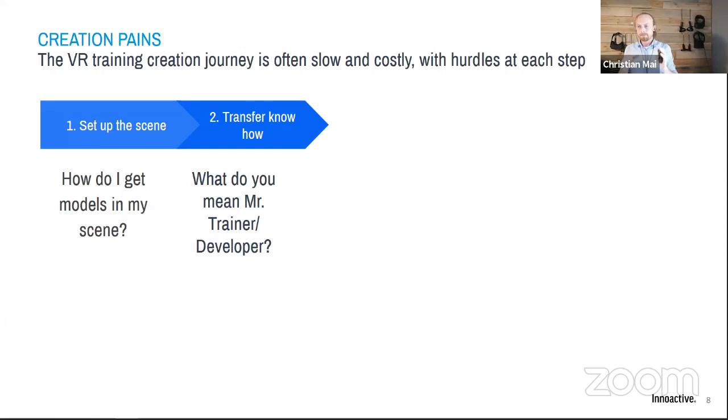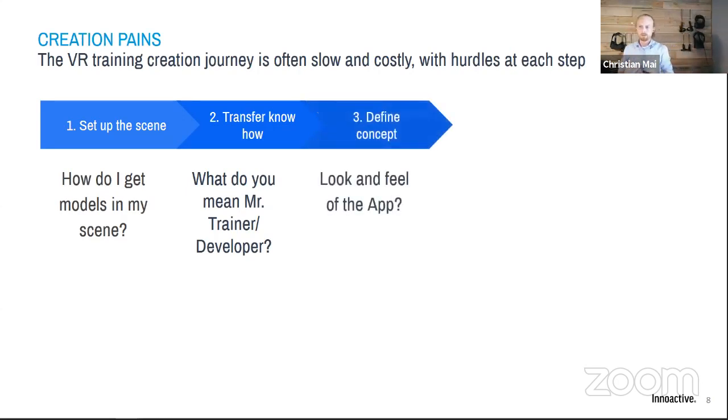And what does it mean? Transfer know-how. You have a trainer, somebody who trains people in doing something, and you have a developer, somebody who's really good in building VR applications. They're from different planets. So how do you bring them together? And this is basically what we found. It's really, really hard to find a common language for them.